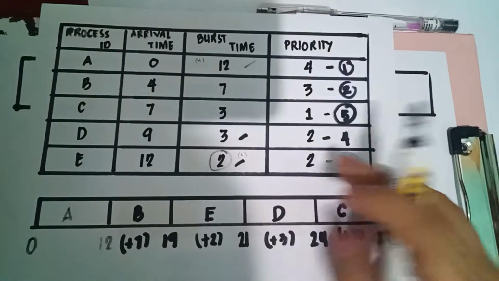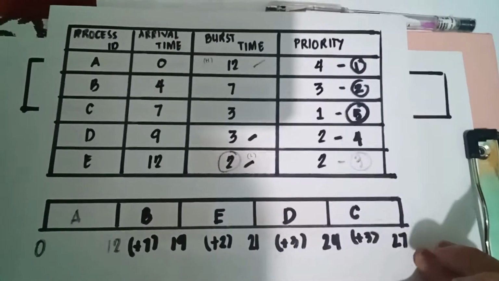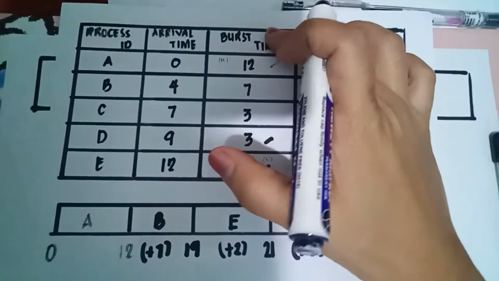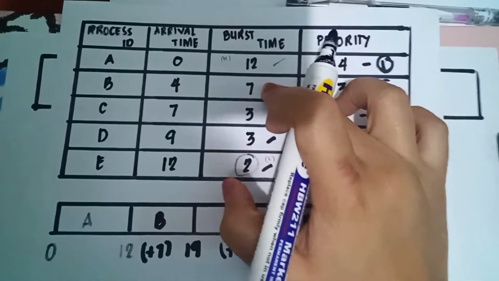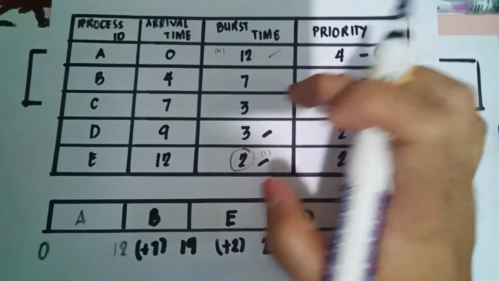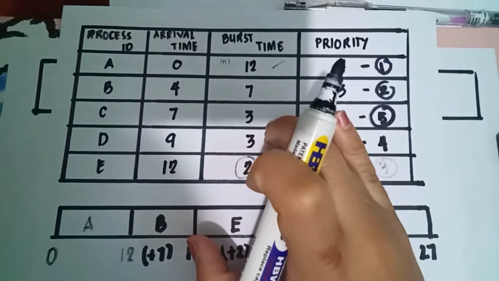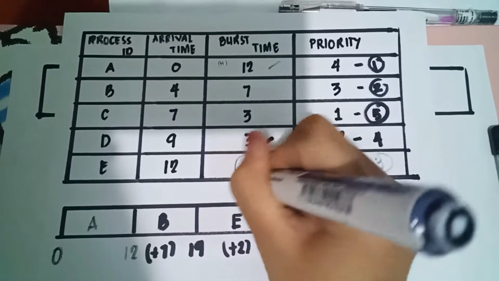Now let's check if it is correct. To determine if our Gantt chart is correct, you will add the burst time. So 12 plus 7 is 19, plus 3, 22, plus 3, 25, and plus 2, 27. So it is correct.